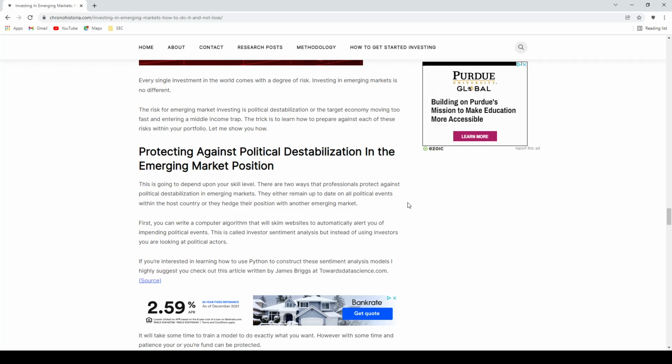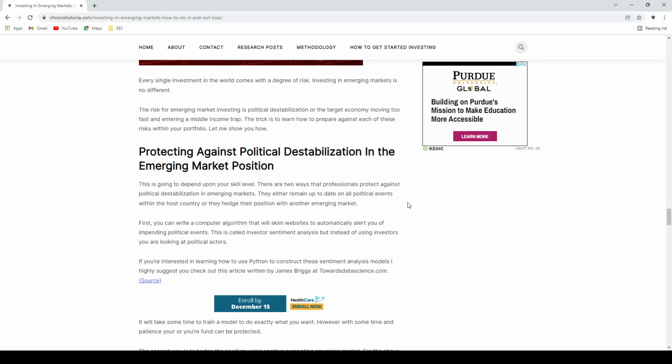So there's a couple of ways you can do that. One of the ways I know in the Street is to write a computer algorithm that will skim websites to automatically alert you of impending political events. This is called investor sentiment analysis. You kind of have to know how to do Python. It's not hard to do, but for a diligent person it's going to take about a week and a half to learn how to do it. For someone who's just laissez-faire learning Python, you can probably get it done in a month.